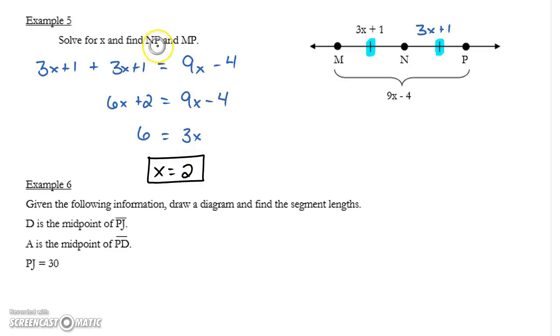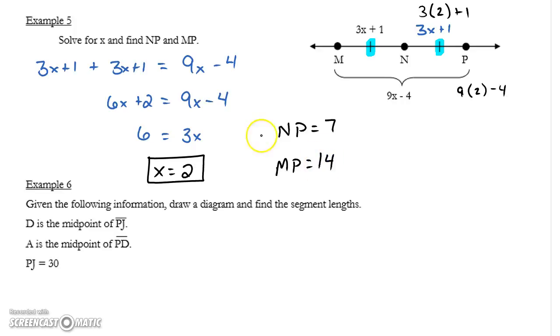Now I can find segment NP and segment MP. Segment NP will be equal to 3 times 2 plus 1, or 6 plus 1, which is 7. And segment MP will be equal to 9 times 2 minus 4, or 18 minus 4, which is 14. Again, it makes sense. I know that this segment is 7, this segment is 7. The whole thing must be 14.